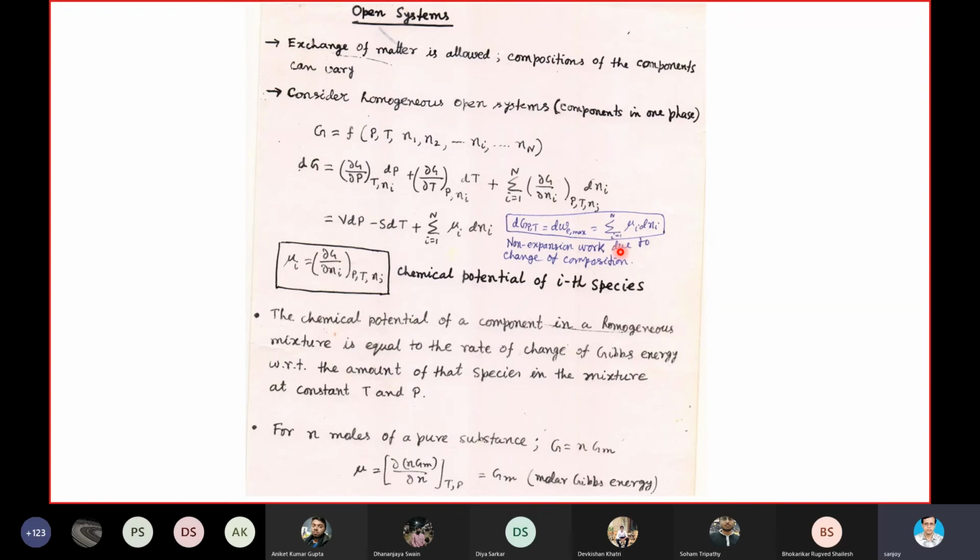You remember when we introduced Gibbs energy, we said that the change in Gibbs energy is a measure of the external work available, or the non-expansion work available. In this case, it is this third term that gives you the non-expansion work. So this is the definition of chemical potential, and it is a very important term in open systems. We introduce it here, and we will talk about why chemical potential is important. We will take one or two examples for open systems.